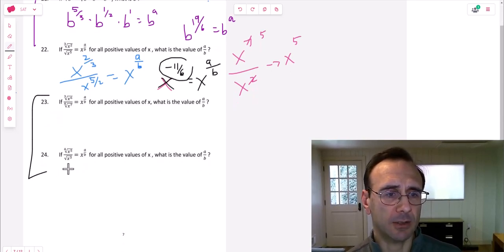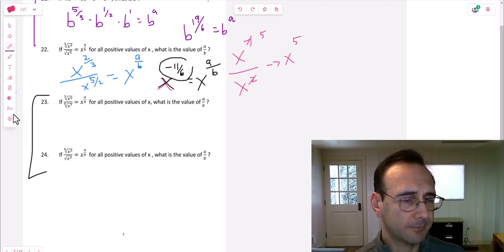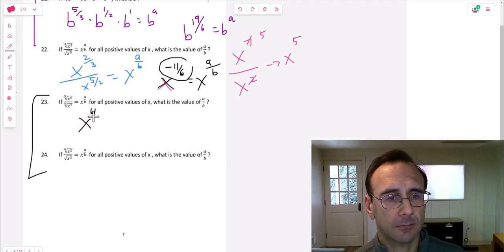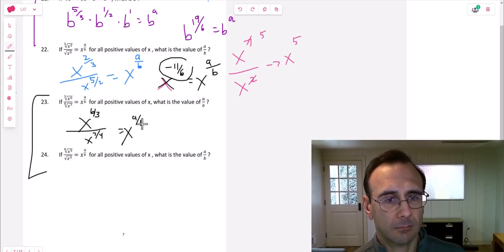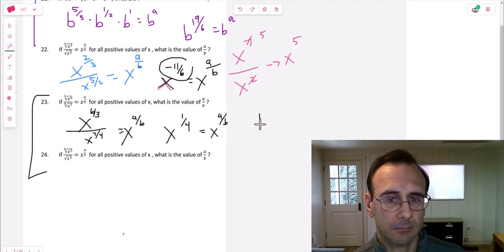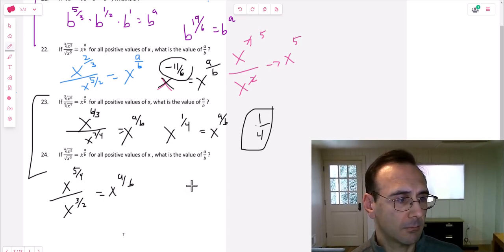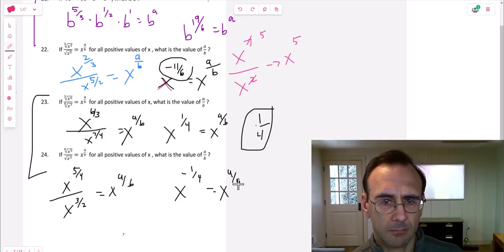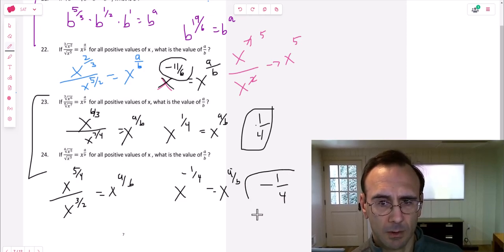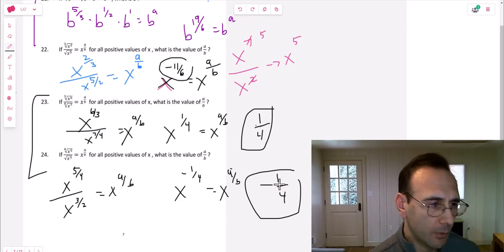So with that, you can pause and do 23, 24, which are similar. So you should get 1/4 and then negative 1/4.